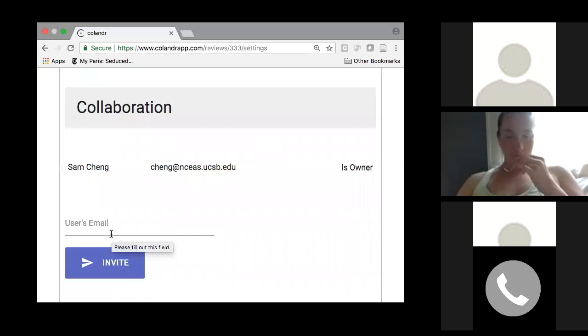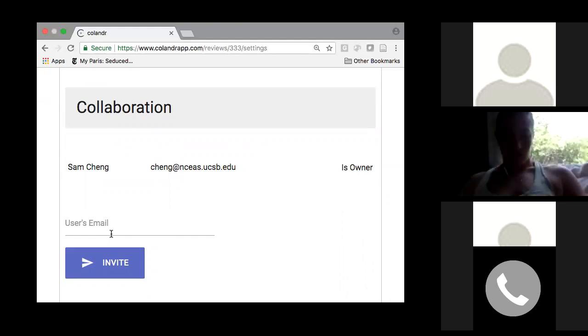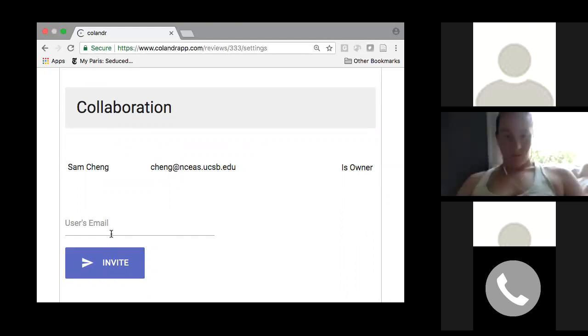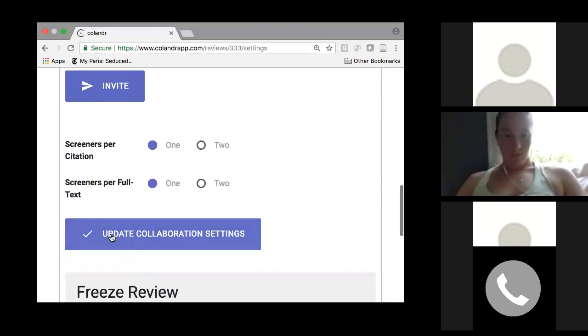So if you're setting a review and you want other people to collaborate on it, for example, for you guys, for the marine map, you want to be able to share this review with all of the reviewers. So once everyone's signed up for Colander, you can invite them using the email they use to sign up. Okay. And then this part here for collaboration is how many screeners you need.